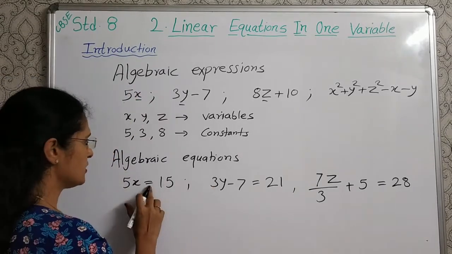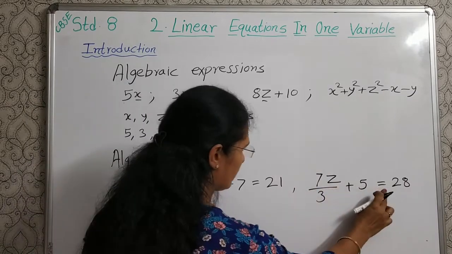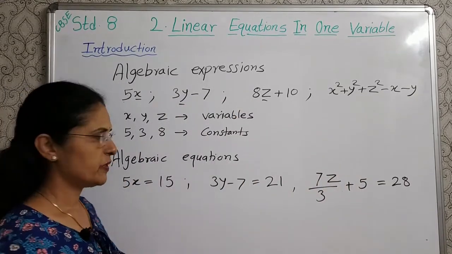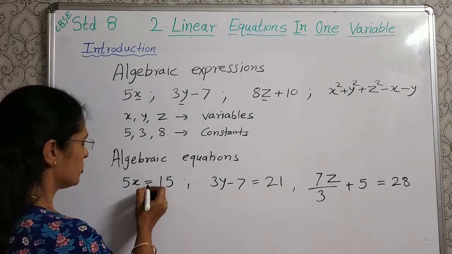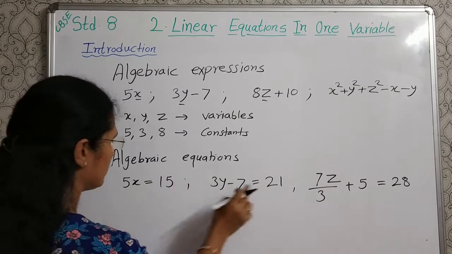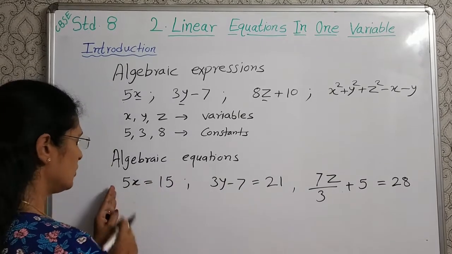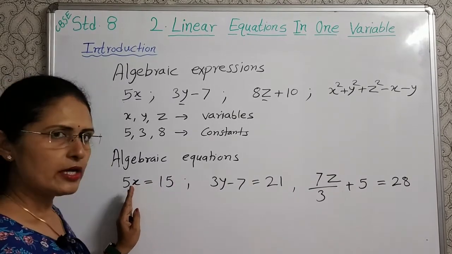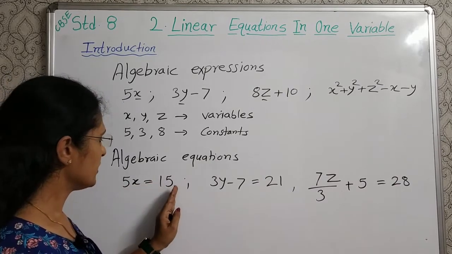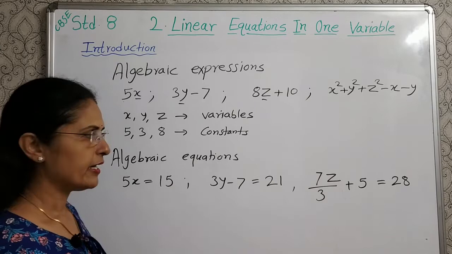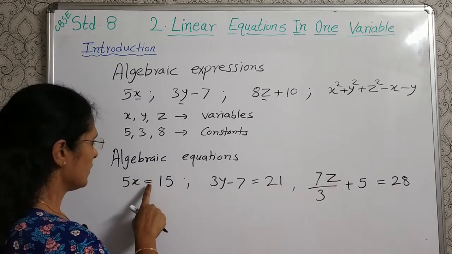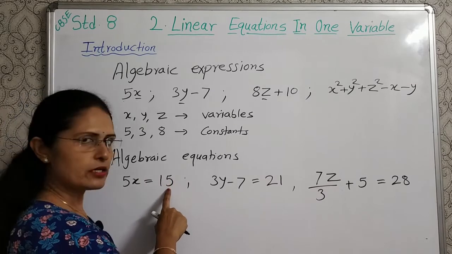See, in equations there is equality sign. This equality sign is not there in algebraic expressions. So here the equality sign is the equal sign only. Before the equal sign, that is the LHS part, that is left hand side of the equation, and after equal sign it is RHS, that is right hand side.